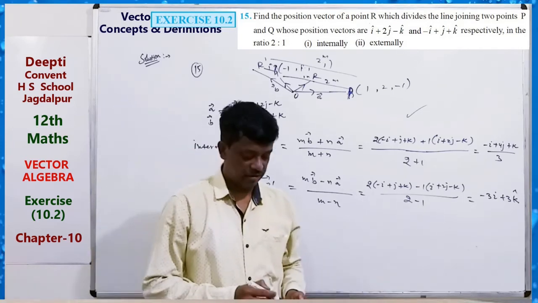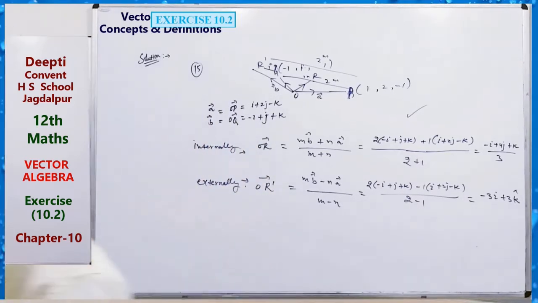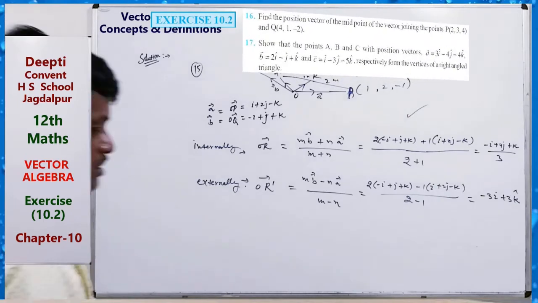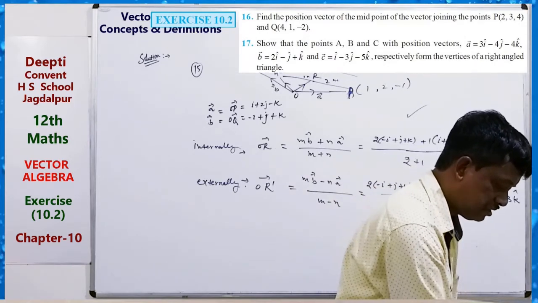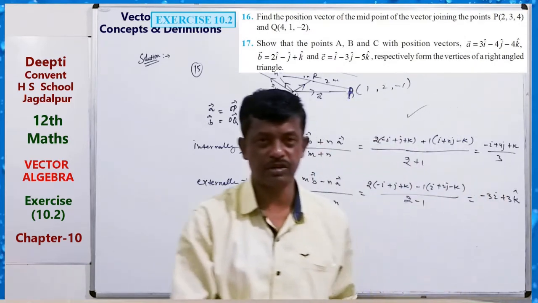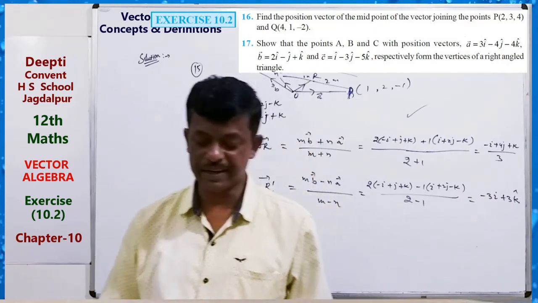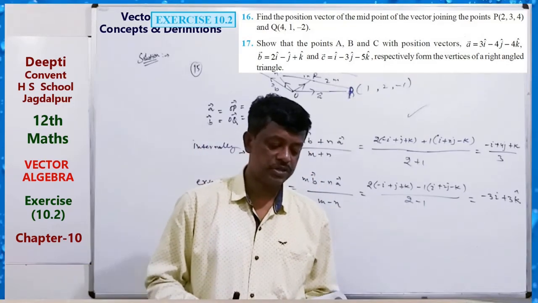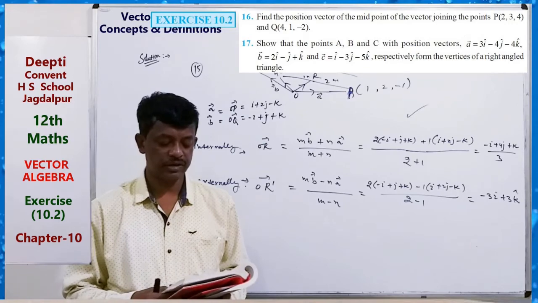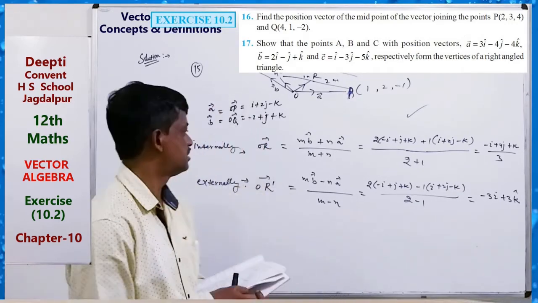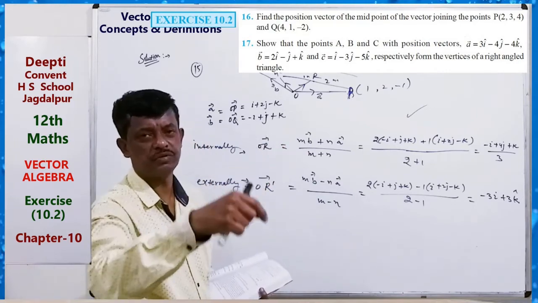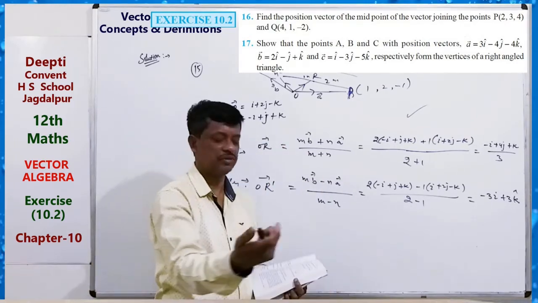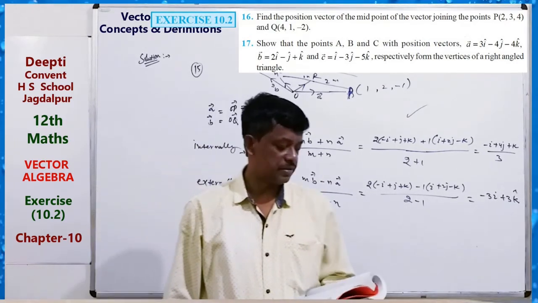Now the remaining 3-4 questions you can do. They are very simple questions, so do it yourself and send me the solutions as your attendance. Questions 16 and 17. Question 16: find the position vector of the midpoint of the vector joining the two given points. Midpoint means M and N are equal, so it is A plus B by 2. You can do it.